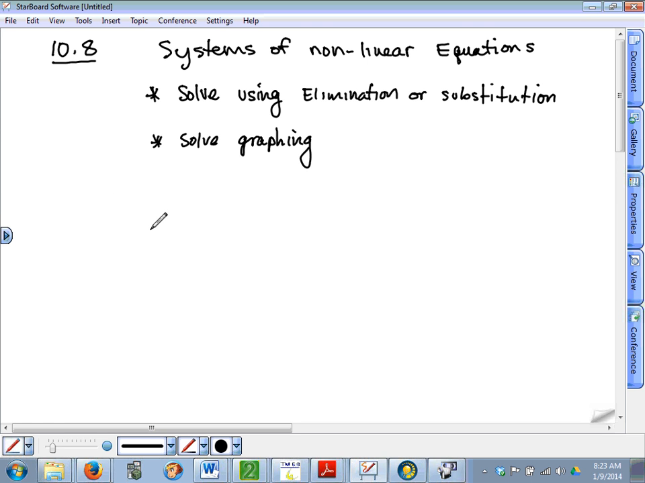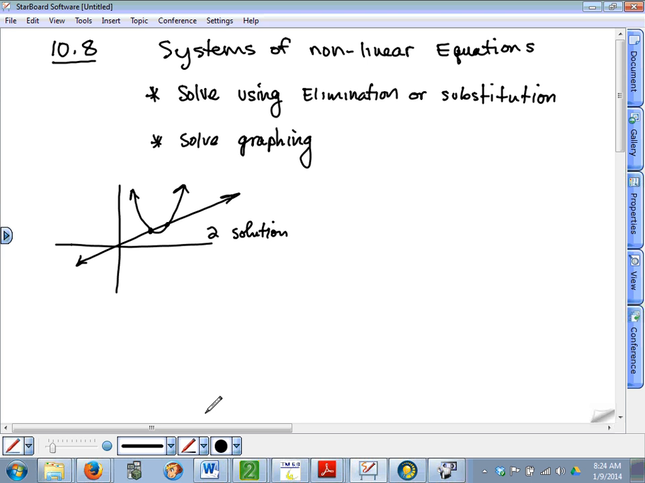Systems of non-linear equations. I just want you to jot down real quick some of the things that could happen. If we had this case right here, a linear equation combined with a quadratic equation, how many solutions would we expect to find? This one would have 2 solutions. Does every linear equation combined with a quadratic equation have to have 2 solutions? No. What about this case right here? What about that case right there? That'd have no solution.